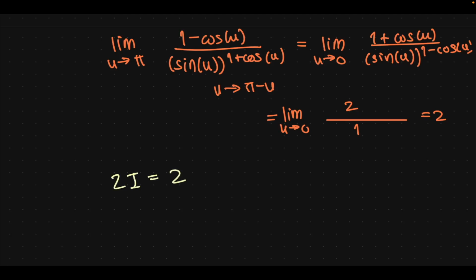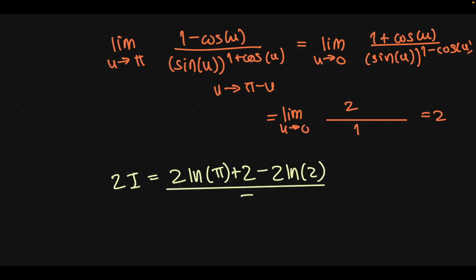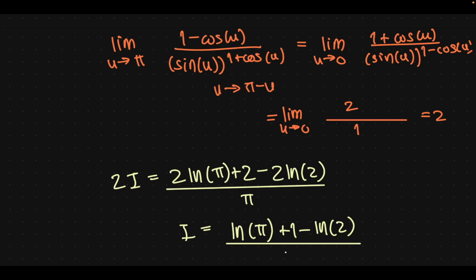2I is 2 ln pi plus 2 minus 2 ln 2 from the limit evaluation over pi. So I is (ln pi plus 1 minus ln 2) divided by pi.